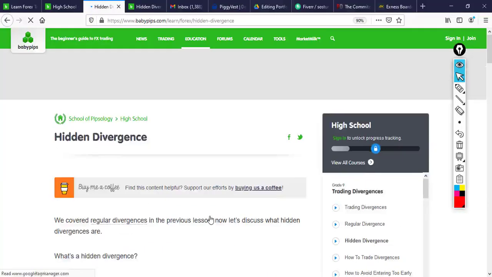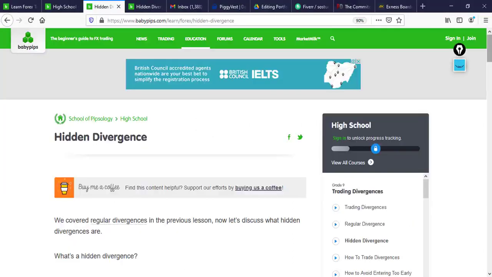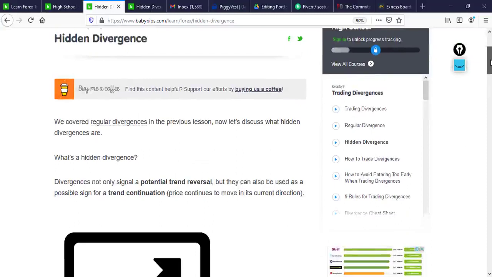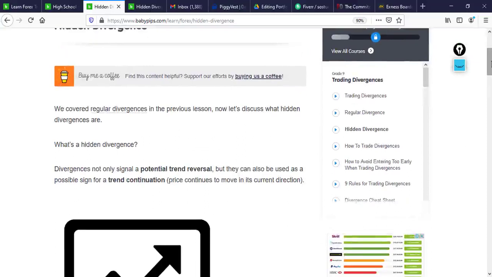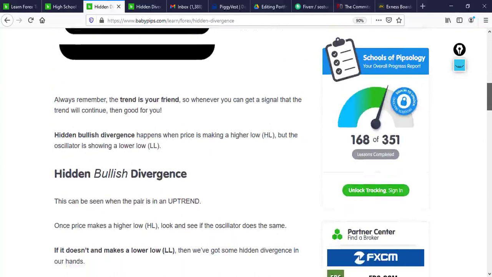Okay, so how are we to understand the hidden divergence? Earlier we covered the regular divergence, and now we're about to consider the hidden divergence. Divergences do not only signal potential trend reversal, but can also be used as a possible sign for a trend continuation, and that's what brings us to these hidden divergences. Now we'll have two types of hidden divergences: the hidden bullish divergence and the hidden bearish divergence.